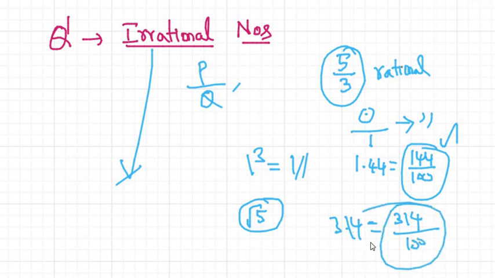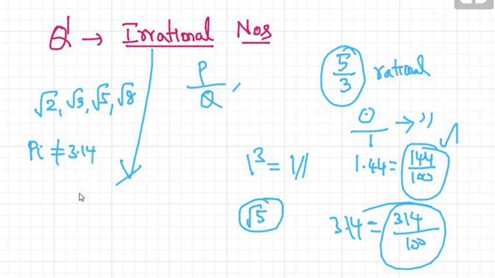3 by 5 is rational. But root 2, root 3, root 5, root 8, pi is not equal to 3.14. Pi is not equal to 22 by 7. The approximate value of pi is 22 by 7. For calculation purpose, we assume the value of pi is 22 by 7 or 3.14. But pi is not equal to 3.14. Pi is not equal to 22 by 7. Only approximately equal to.